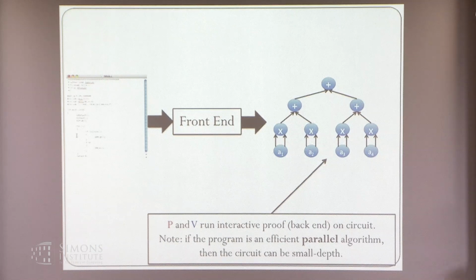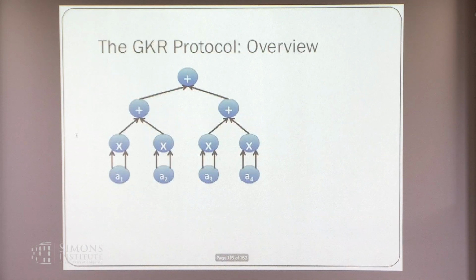The depth of the circuit is, roughly speaking, the number of sequential steps that the parallel algorithm runs for. The GKR protocol just tries to verify that the prover correctly evaluated the circuit gate by gate. I'm just going to give you a caricature of how it works. I obviously can't give full details about it.